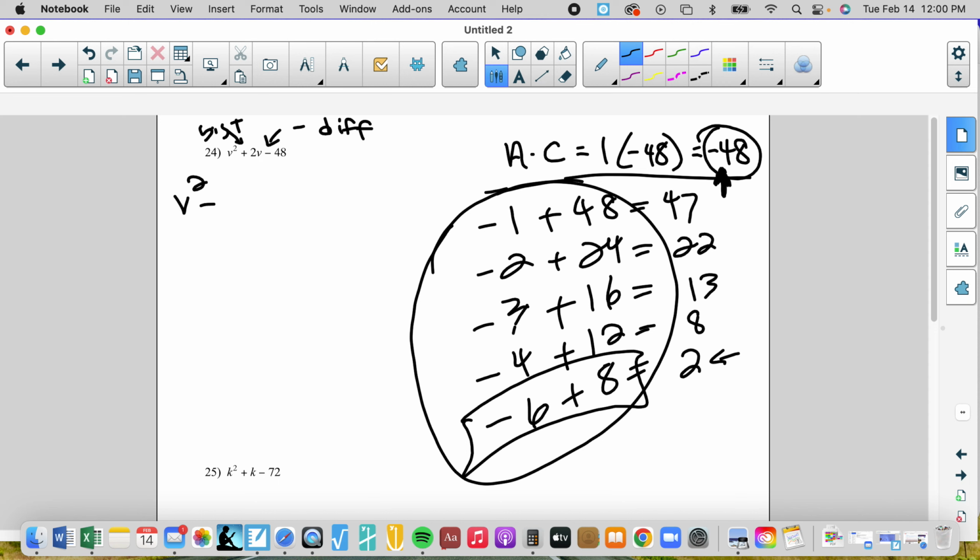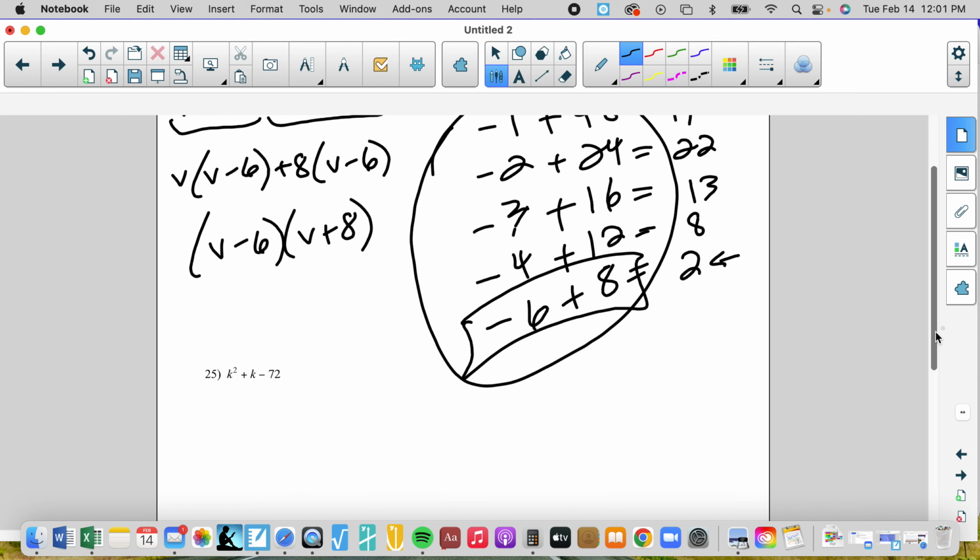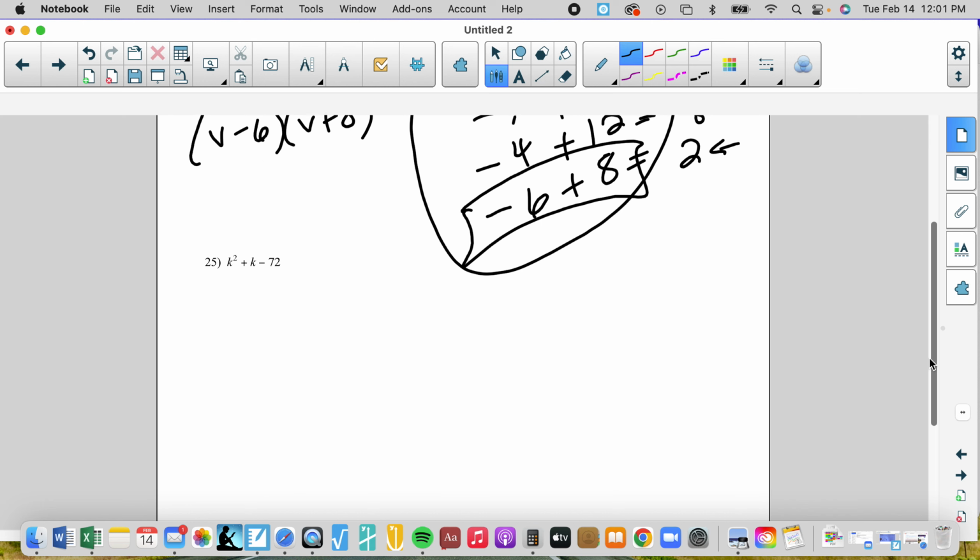So v squared minus 6v plus 8v minus 48. Pair them up, factor out a v, pair them up, factor out an 8, and I get v minus 6, v plus 8. Voila! Really, really good technique. So sound, especially later on when a is going to be greater than 1. You're going to love a times c.